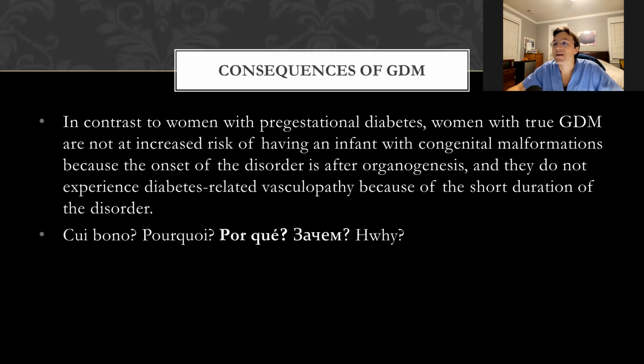All right, consequences of gestational diabetes. Surprisingly, in contrast to women with pregestational diabetes, women with true gestational diabetes are not at increased risk of having an infant with congenital malformations, because the onset of the disorder is after organogenesis, and they do not experience diabetes-related vasculopathy because of the short duration of the disorder.